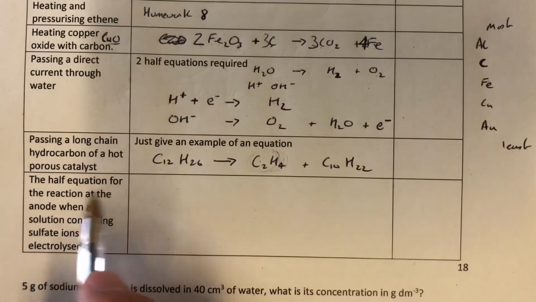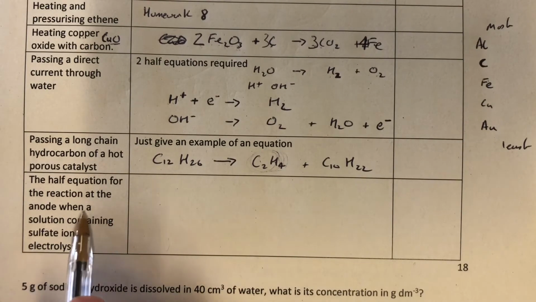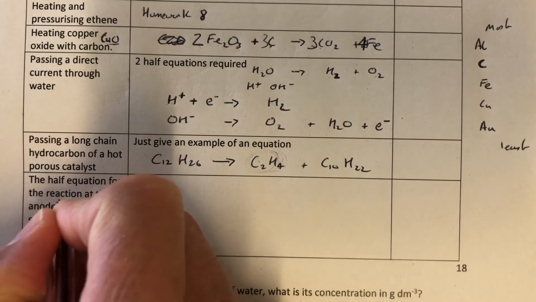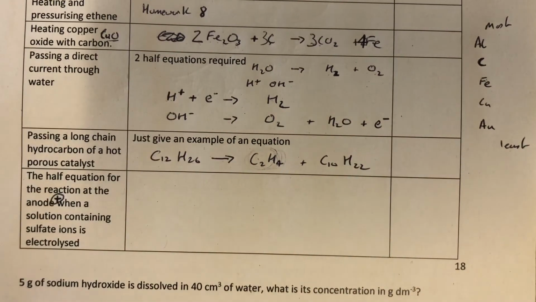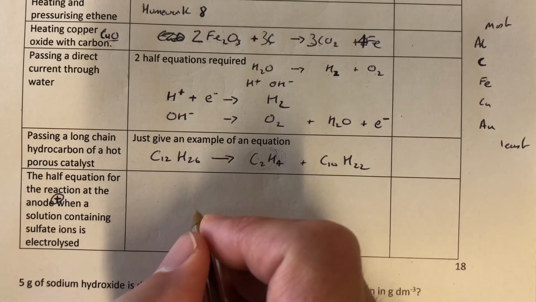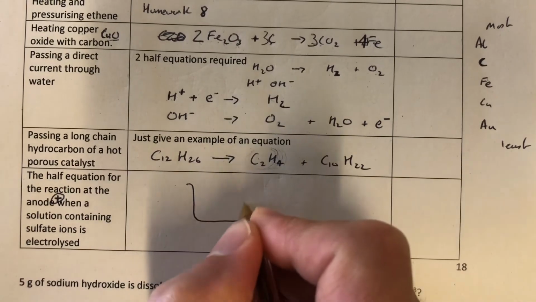And the last one here, the half equation for the reaction at the anode when a solution containing sulfate ions is electrolyzed. The anode is the positive electrode. Let's just draw this out here.